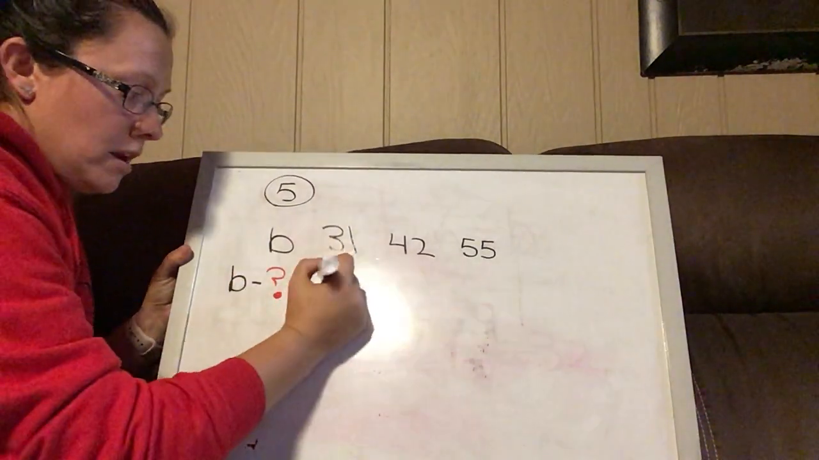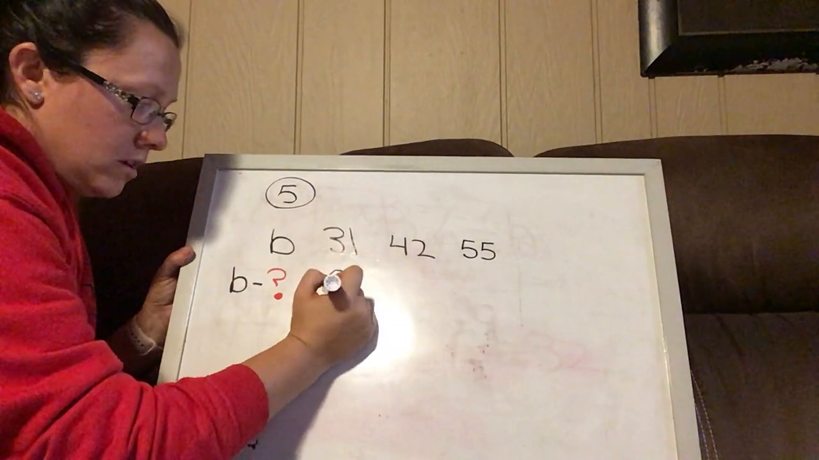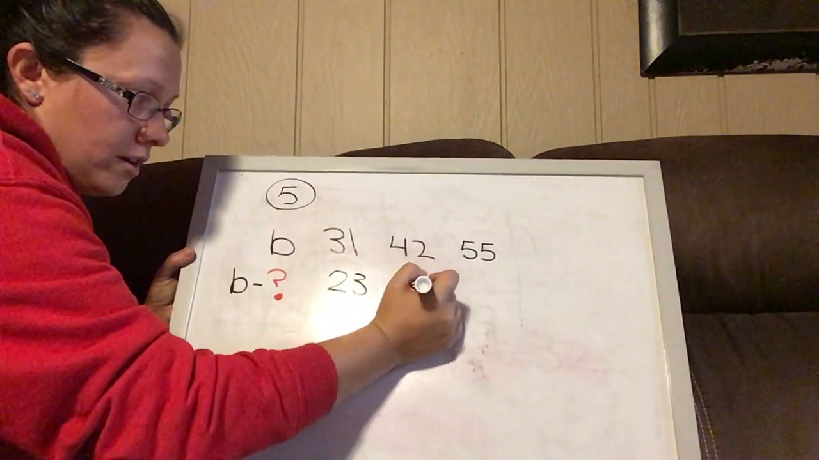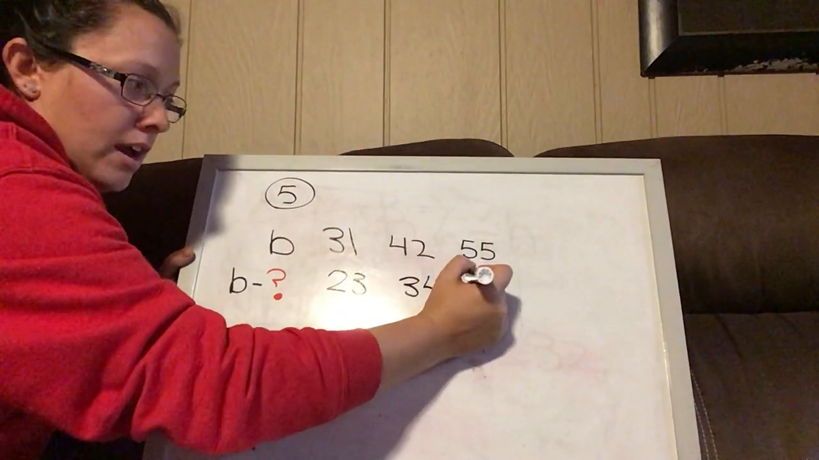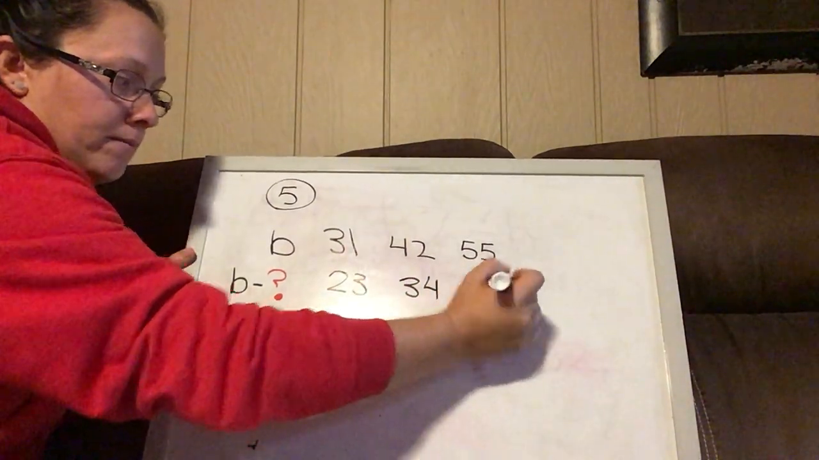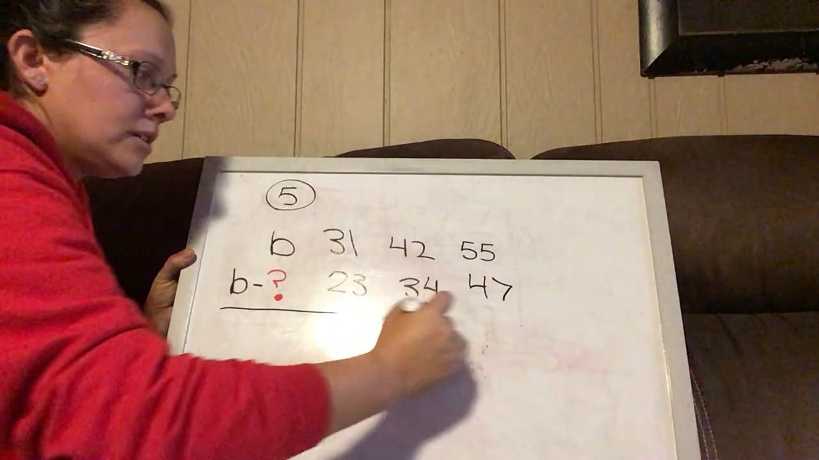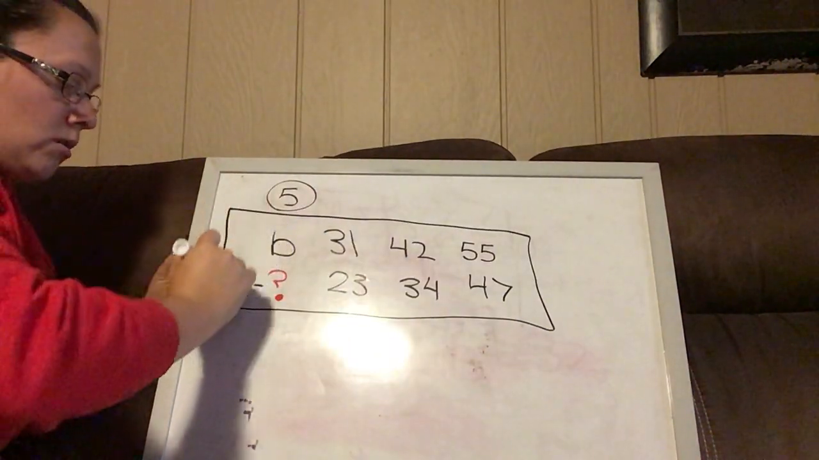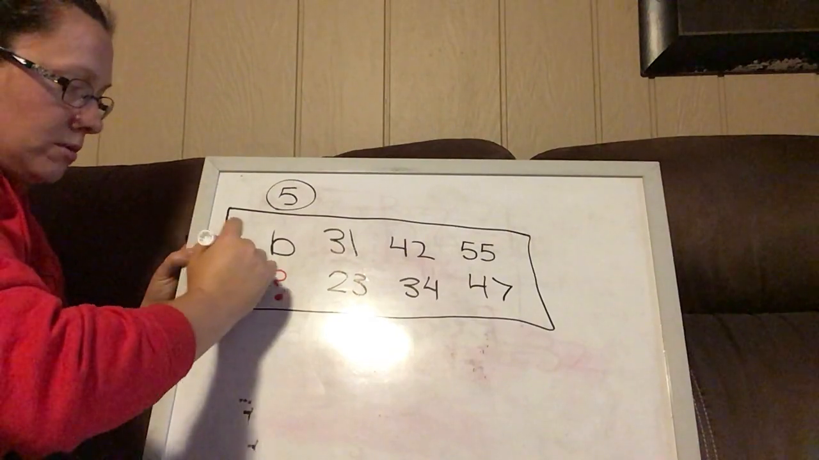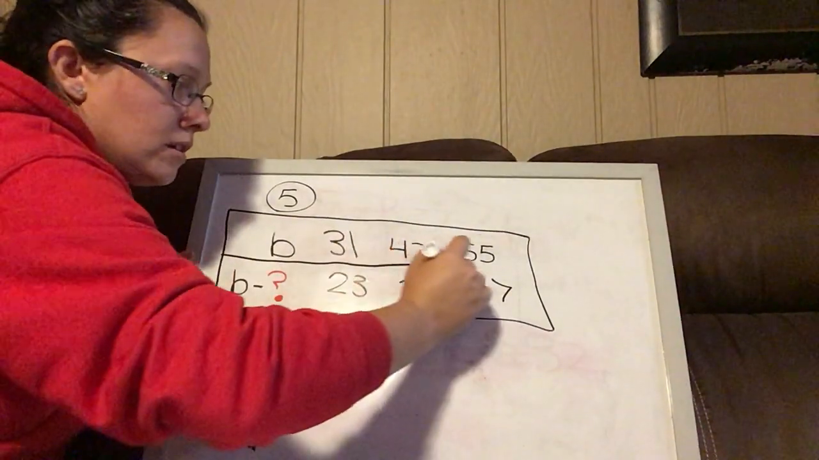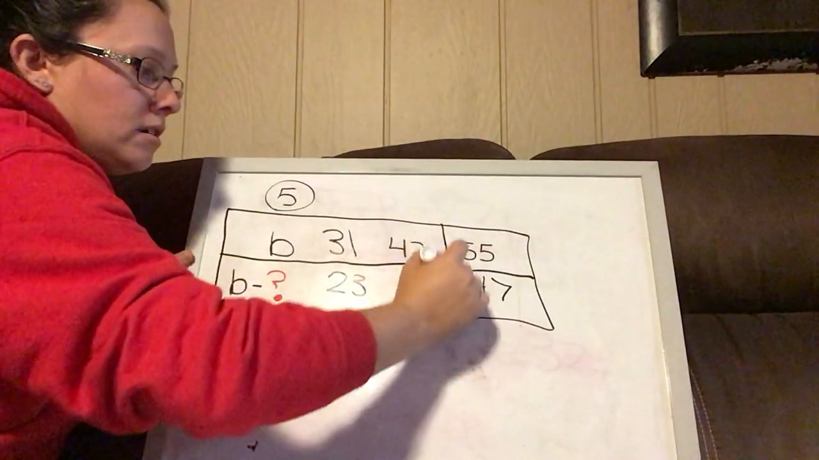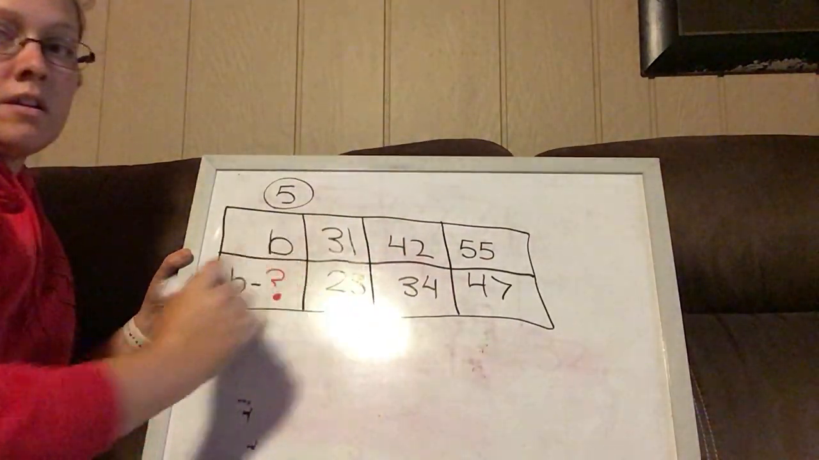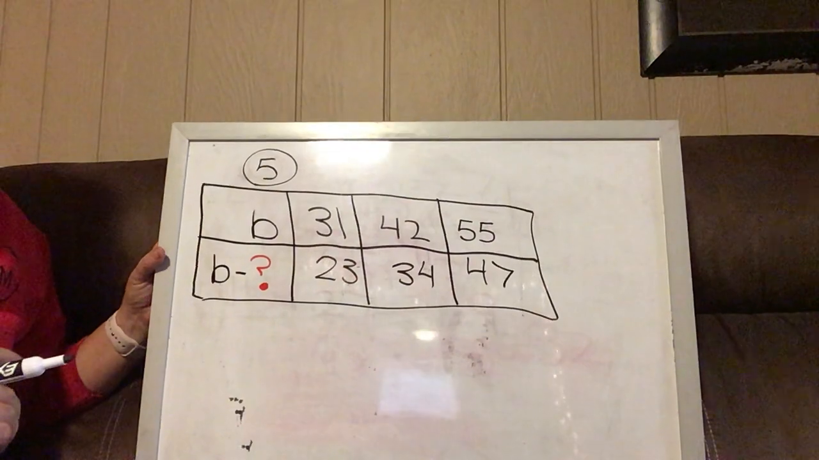B minus what number would give me 23, 34, and 47? Make your table just the best you can. I don't want you getting a ruler out or measuring anything. We're just doing our best. All right, have that in your math notebook.